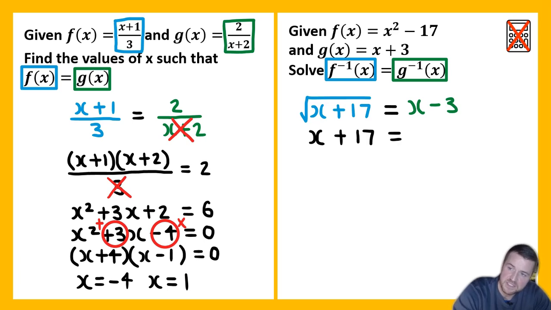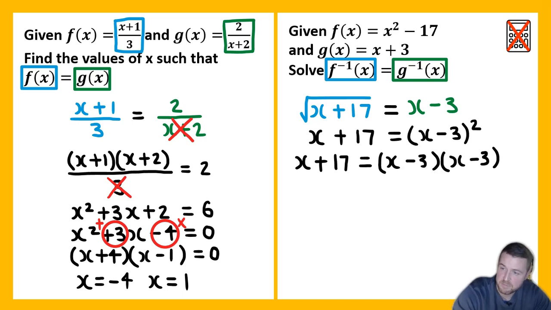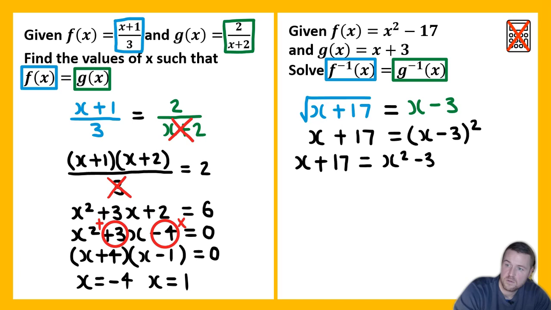x plus 17 would be equal to, the two terms on the right are being squared, so I'll need to introduce a squared bracket, x plus 17, and expanding the double bracket of x minus 3 times x minus 3 will give me x squared minus 3x plus 9. I can simplify and make equal to 0 since I have a quadratic equation.